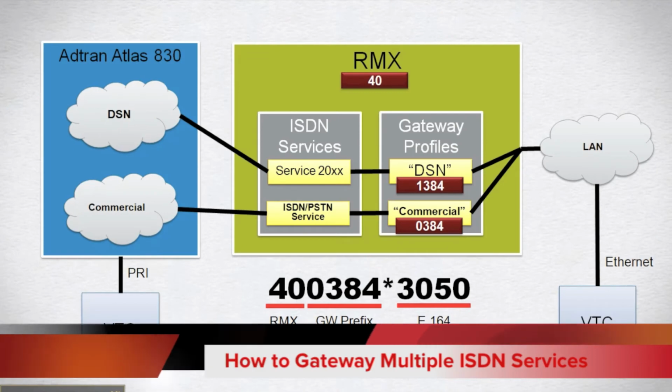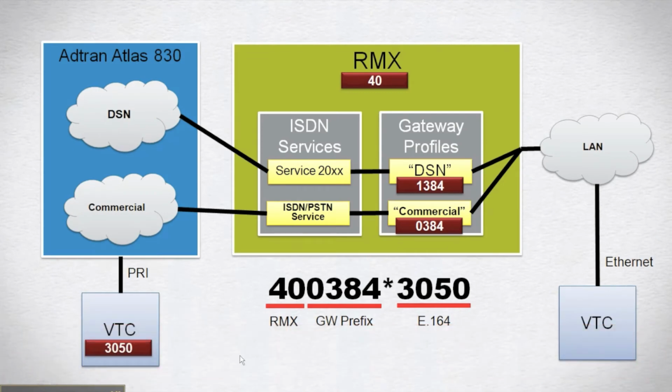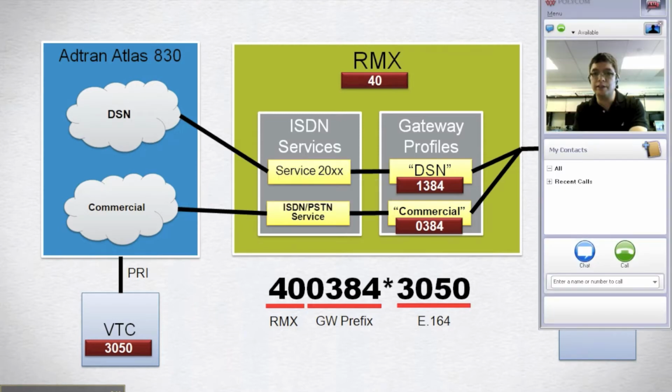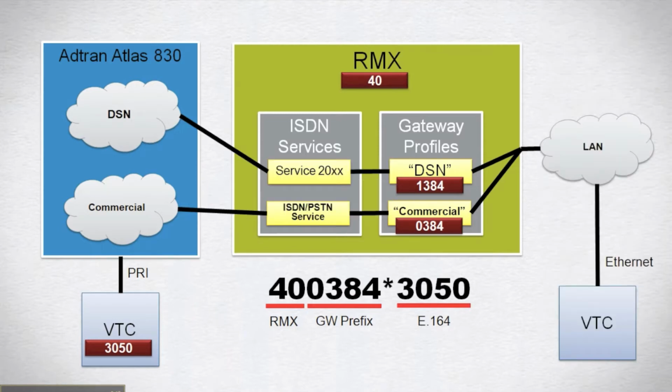Okay, so this is a quick overview of the environment we have here in my lab. So let's start here on the right-hand side. This VTC system is actually my CMAD client, as you can see here. That's me. And I'm connected via Ethernet to the local area network here in my lab. And on that network is my RMX.